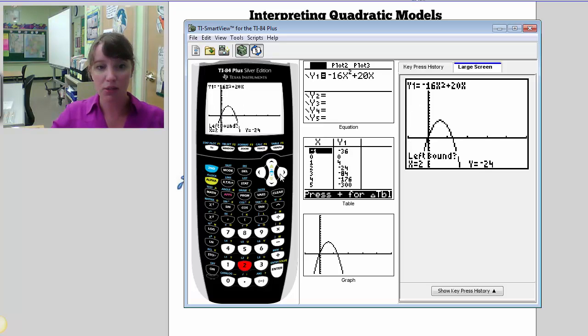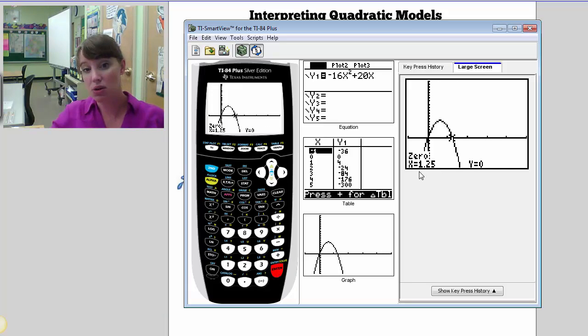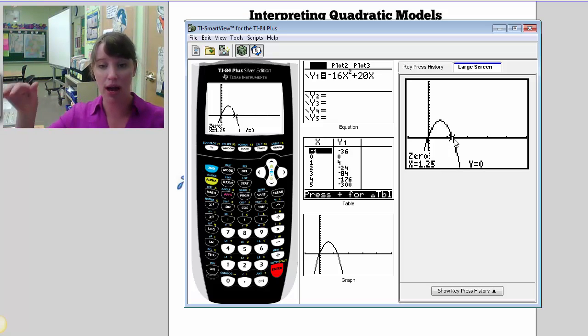Okay, my left bound is, let's see, where is the cursor here? Okay, this is 2, I actually have to use my left arrow key to get it above the... there it is. Okay, I want my left bound to be here and I want my right bound to be here. And guess it doesn't really matter. So the zero is at 1.25. So that interpretation is that at 1.25 seconds, the y value is 0. So the dolphin is in the air, it breaks the surface of the water at 1.25 seconds. And that's the end of the lesson for today.